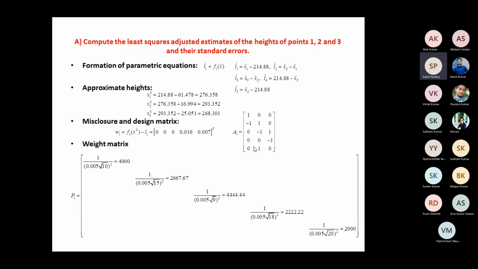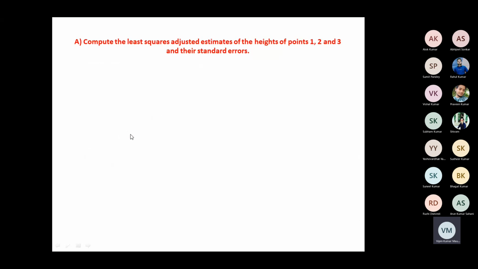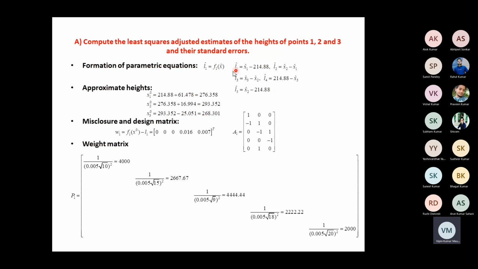Sir, please can you explain the third one, misclosure and design matrix, how those values have come? In misclosure, it is f1 x naught minus L1. So f1 x naught is this, x1 naught, x2 naught, x3 naught. Or once again, look here: f1 x naught minus L1.